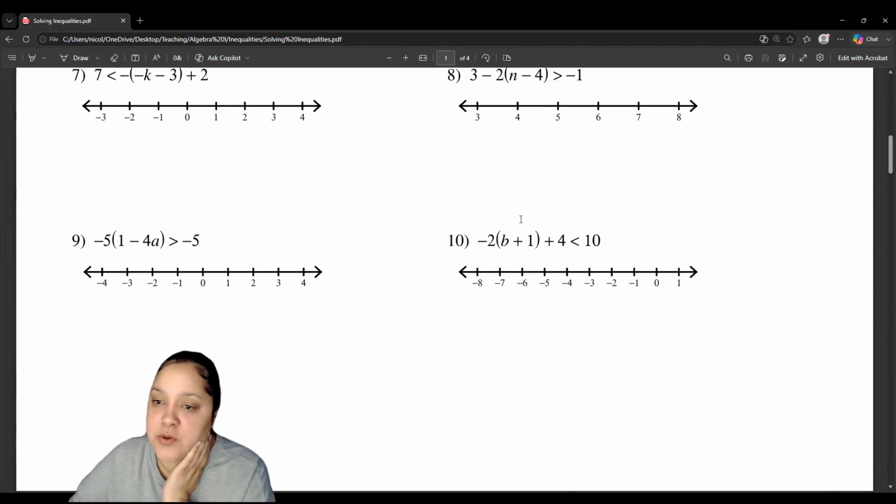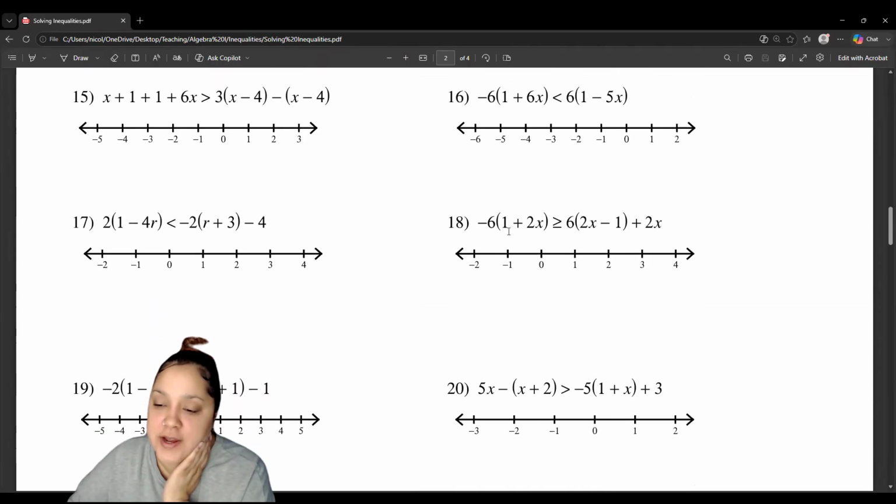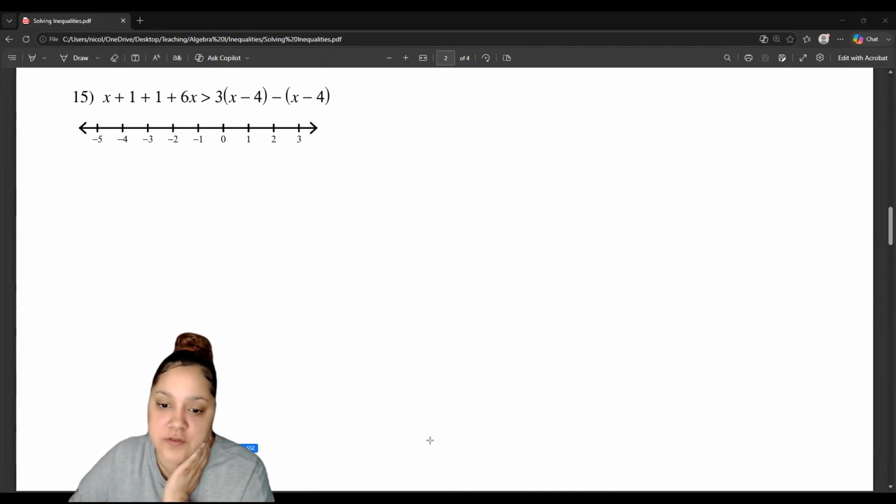All right, so these are some multi-step ones. Let's scroll down to the more challenging ones here. And let's make some room right here. We'll just do 15, and we'll call it a day. All right, so let me get my pencil.